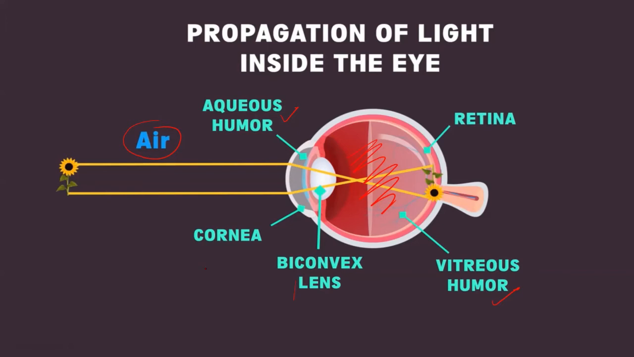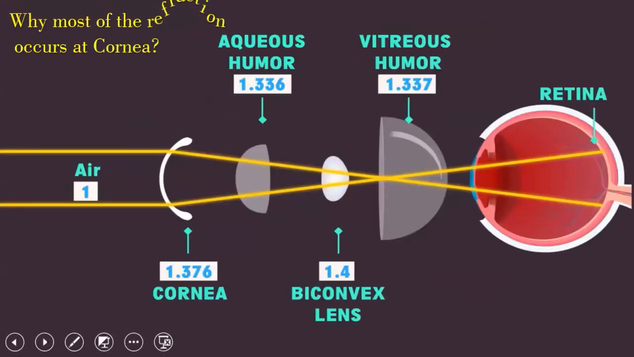So light enters, gets refracted at the cornea, a little more refraction through the lens, and this is how we get an image on the retina. Now, why do we say that most of the refraction occurs at the cornea? Because if you see, what is the refractive index of air? It's 1. On the contrary, the refractive index of the cornea is 1.376. Compare that with aqueous humor, 1.3636, biconvex lens, 1.4, vitreous humor, 1.337, and then finally the retina.